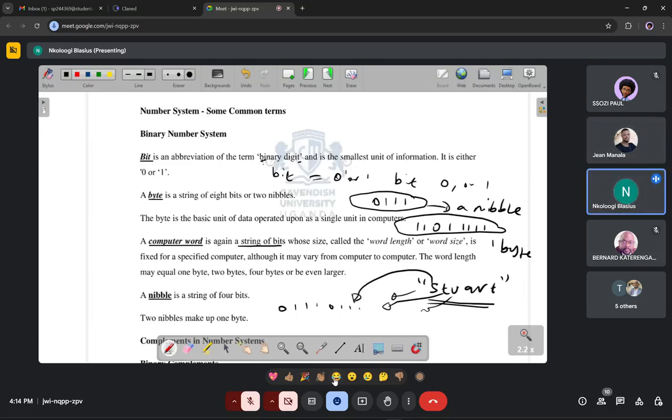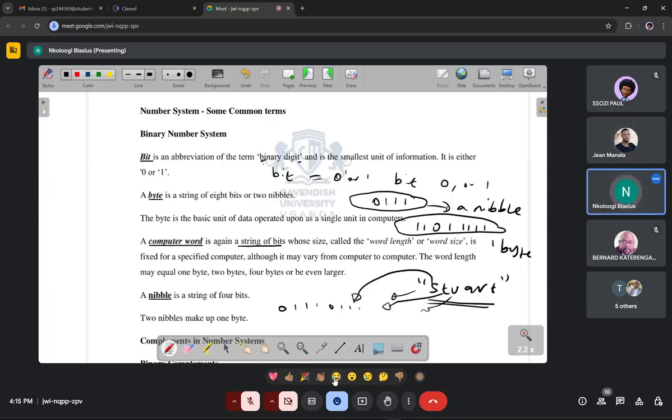Okay, so this topic is under number systems. We are going to look at different number systems. Have you heard the word base before? Like base 2, base 10, base 8, base 16. That's the topic that we're looking at today.